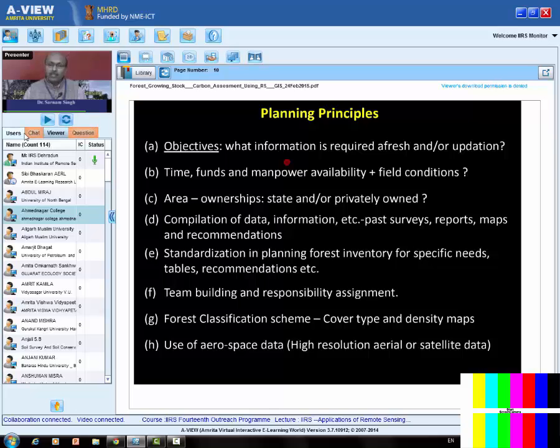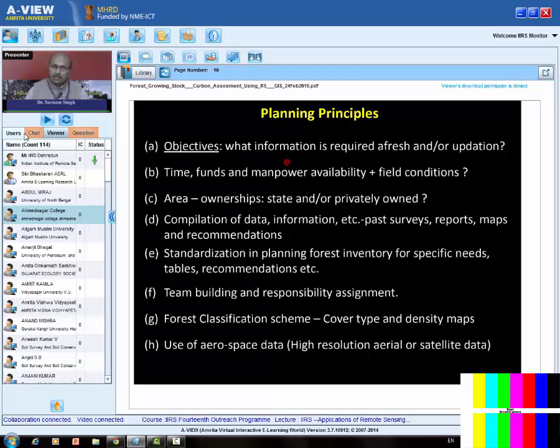And compilation of data, information, past surveys, reports and maps and recommendations, we should know and get updated about that, so that we know what the gaps in the information are, so that next time when we go, we should try to fill up these gaps. Then comes the standardization in planning and forest inventory for specific needs. Tables and recommendations are required, because depending upon the objective, we need to design that. Then we need to have a team, and certain responsibility has to be assigned to each member of it.